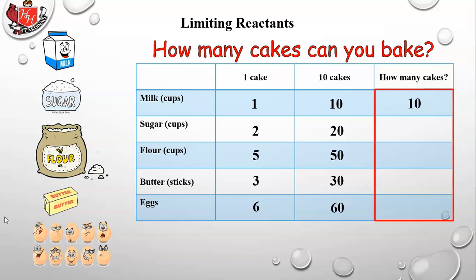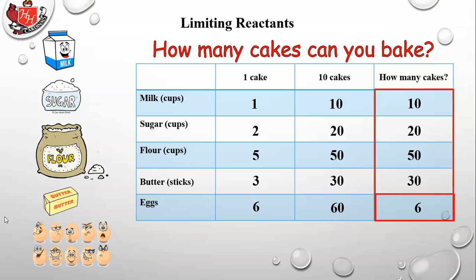10 cups of milk, 20 cups of sugar, 50 cups of flour, 30 sticks of butter, and 6 eggs. How many cakes can you bake with that list of ingredients on the right?